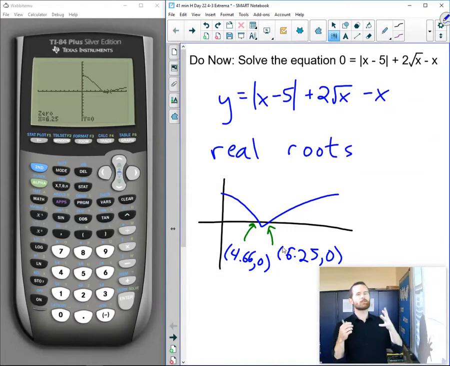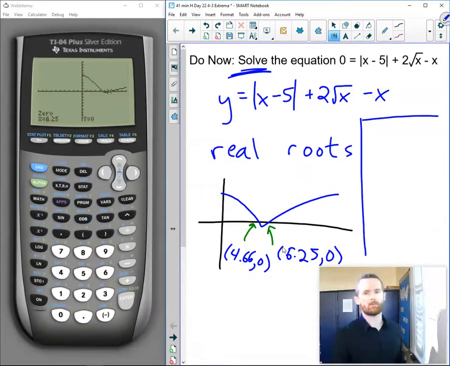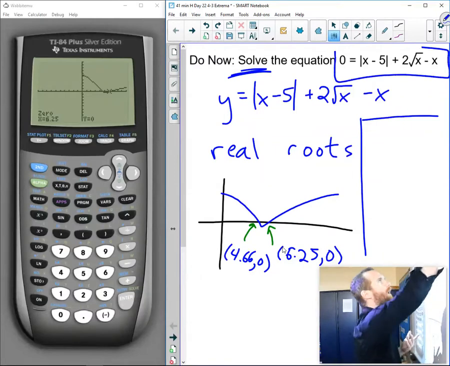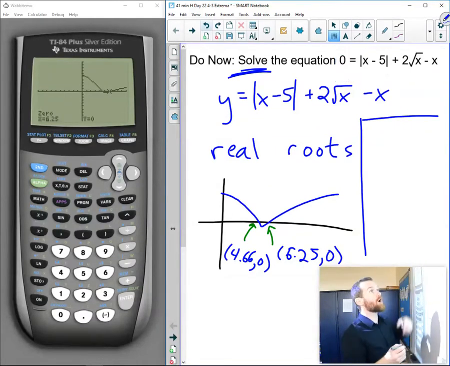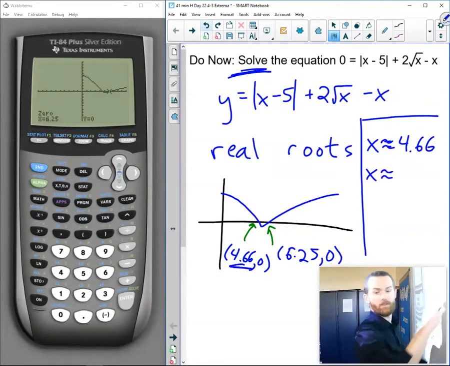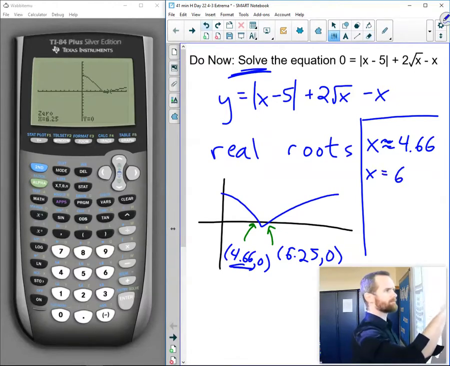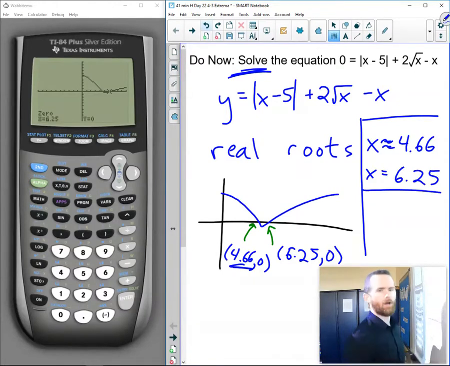But remember, even though we're using the real roots, it didn't ask us for the real roots. It asked us to solve the equation. It asked us to find the solutions. So the solutions aren't going to be an ordered pair. They're not going to be an x and a y. There was no y in our original equation. So we're just going to say, okay, x equals, the first x value we had was 4.66. I guess that should be an approximate because we rounded. And the second one we got was, actually no, that's not approximate, that's exactly 6.25. And those are our 2 answers to this solution. Those are the real solutions at least.